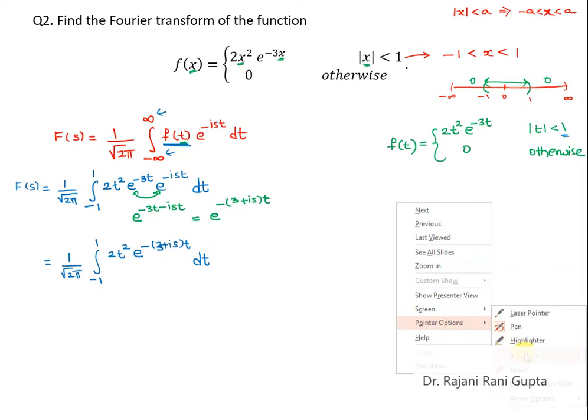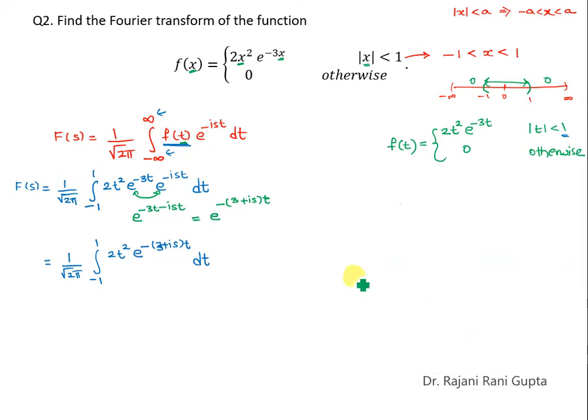Again you can use your UDV method, or as one of the functions is an algebraic function, we can use that method as well. We select one function for derivative and another function for integration. For derivative we always select the algebraic function, and for integration the other function. So what is the derivative of 2t square? It is 4t. Derivative of 4t is 4. Derivative of 4 is 0. So we stop here once we reach 0.